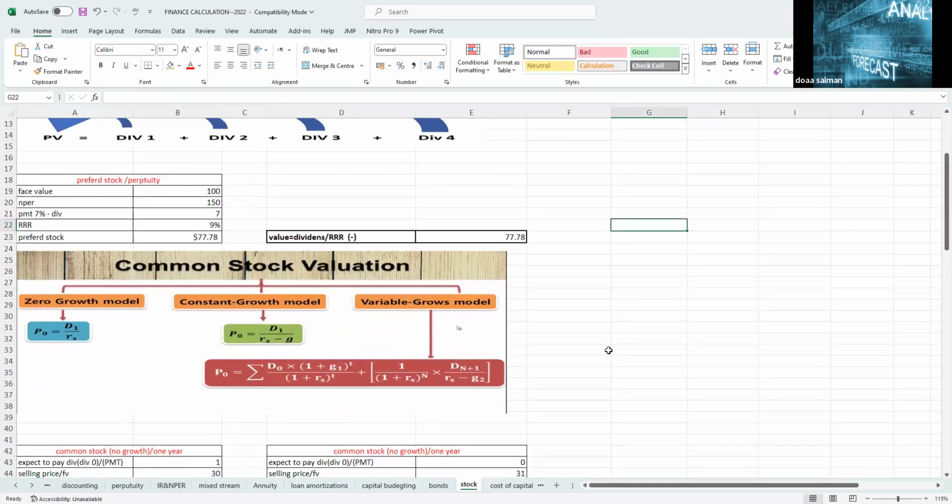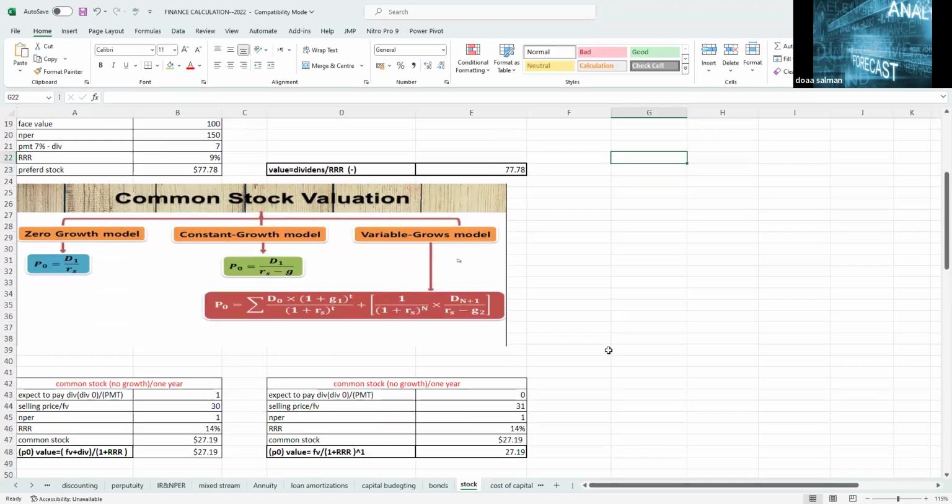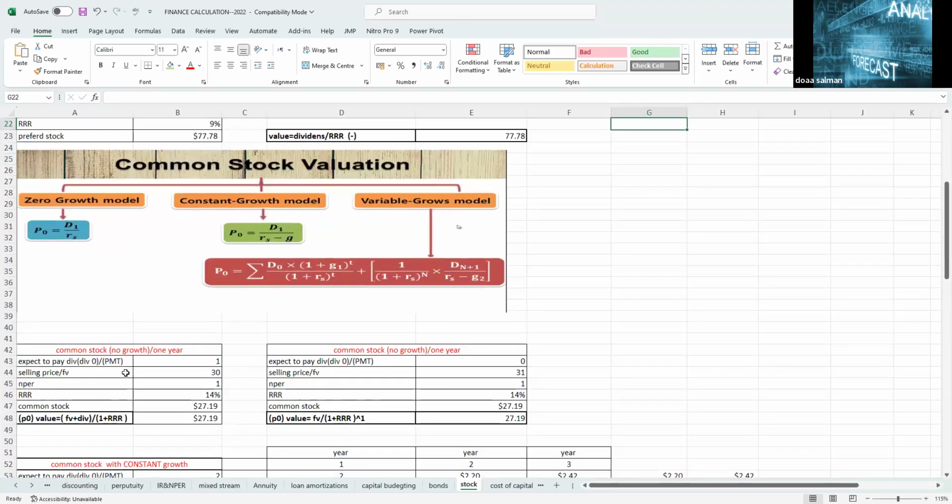Let's go for the common stock, which is the interesting part. In the common stock, you see that we have 3 models: zero growth model, constant growth model, and variable growth model. For the common stock with no growth at all, I expect to receive just one dividend, and I'm going to sell it for, let's say, $50. The number of years here is 1, and the required rate of return in the market is 14. So it is very simple to find the value of the common stock.